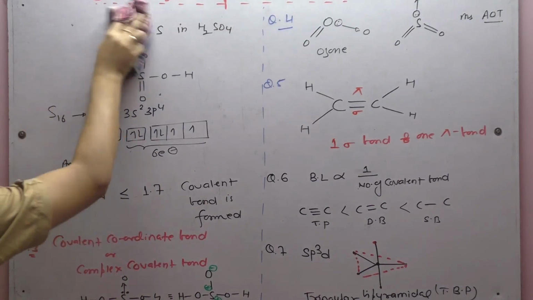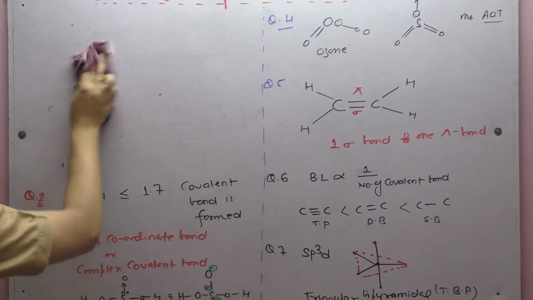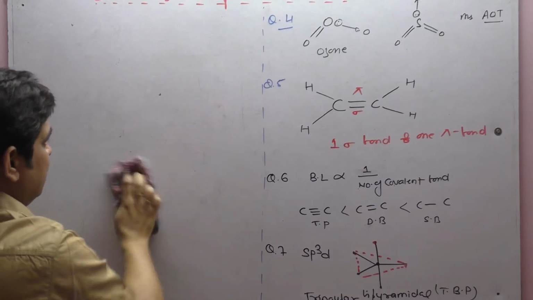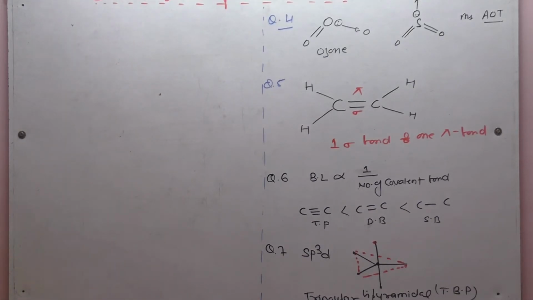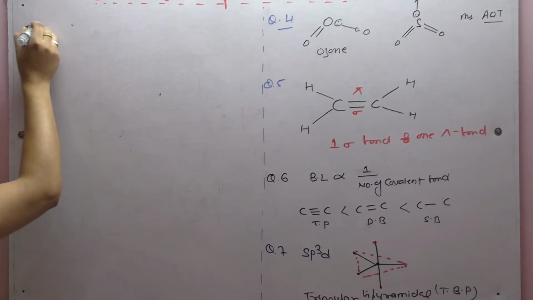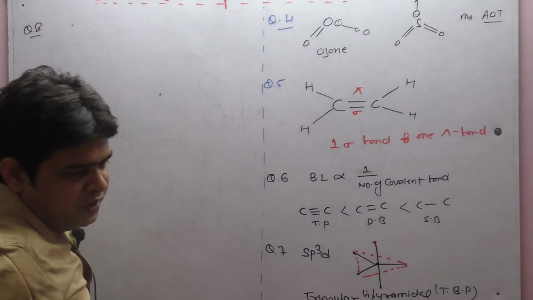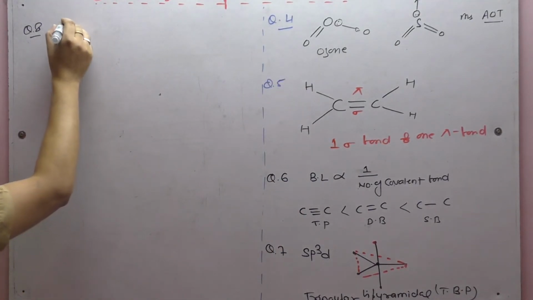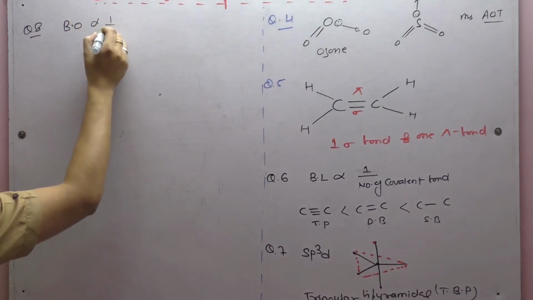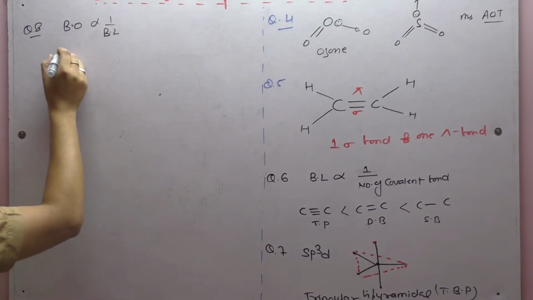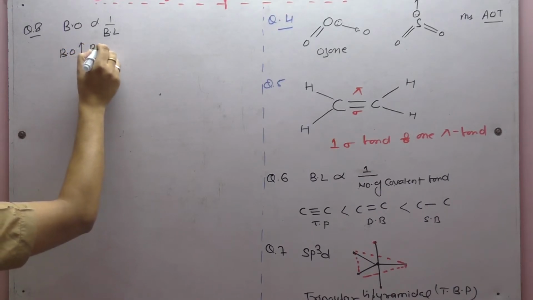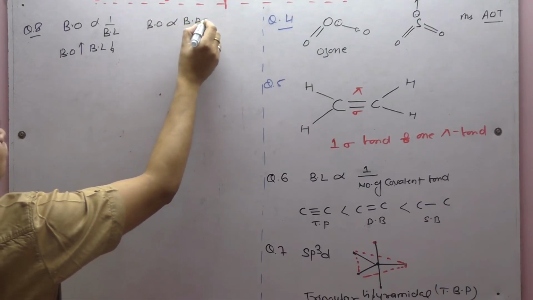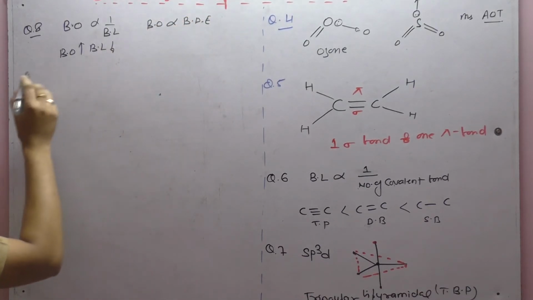Now come to the next question, number 8. Question number 8, bond order, already I told. In question number 8, bond order is inversely proportional to bond length. If bond order increases, bond length decreases, and bond order is directly proportional to bond dissociation energy. So you can see your option.